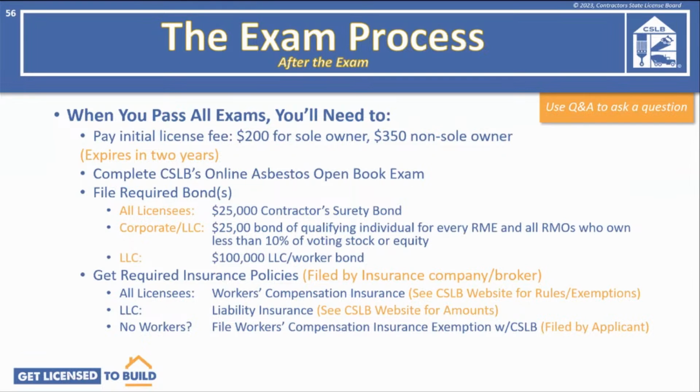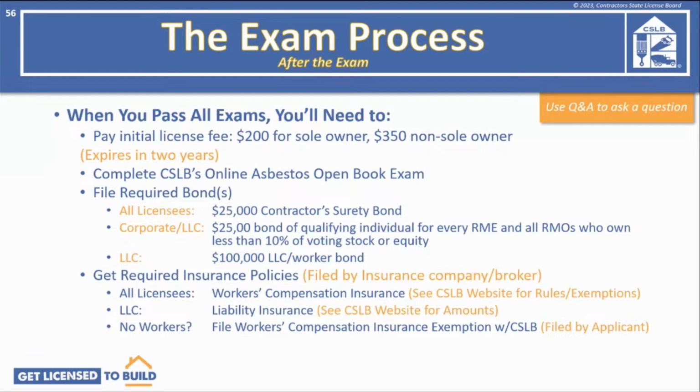After you pass your exam, what happens next? First, you'll need to pay your initial license fee, $200 for a sole owner license and $350 for a non-sole owner license. That will be good for 2 years. You'll also need to complete an online asbestos open book exam. Plus, you'll need to file your required $25,000 contractor's surety bond and possibly other bonds depending on what type of business entity you have. And you'll need to get your required insurance policy.